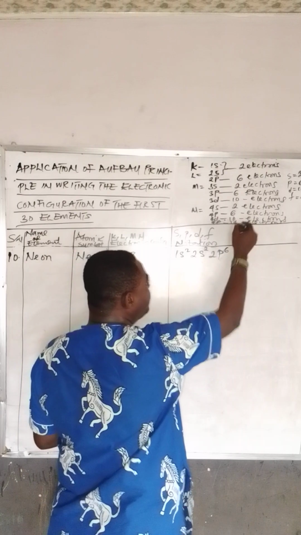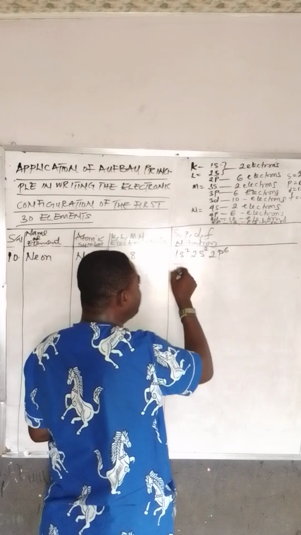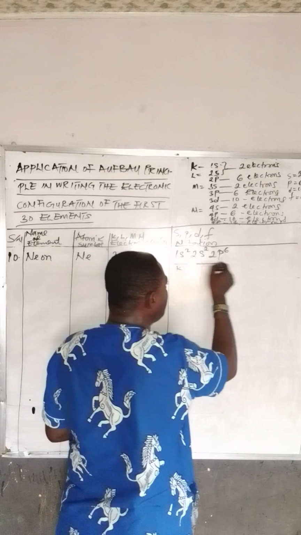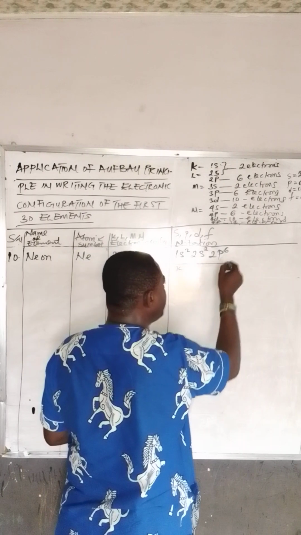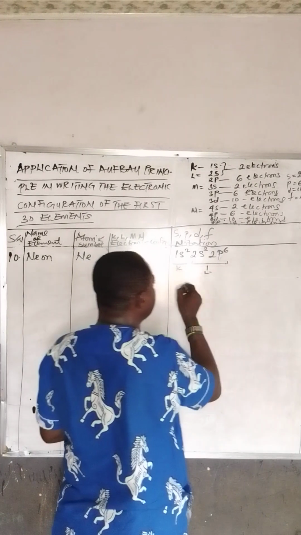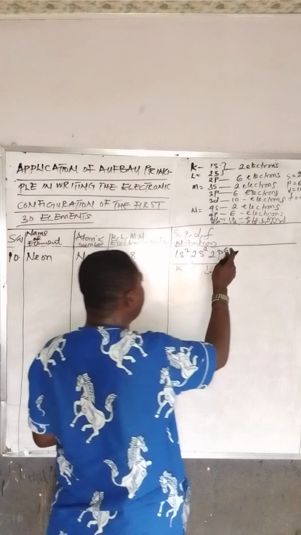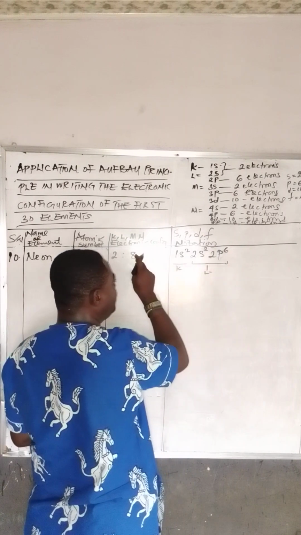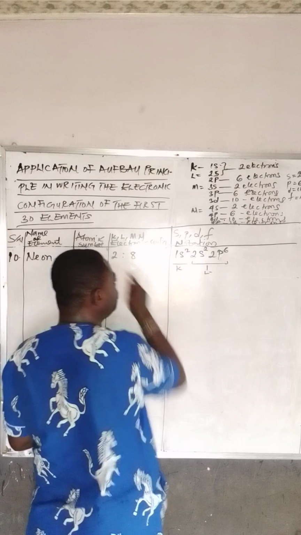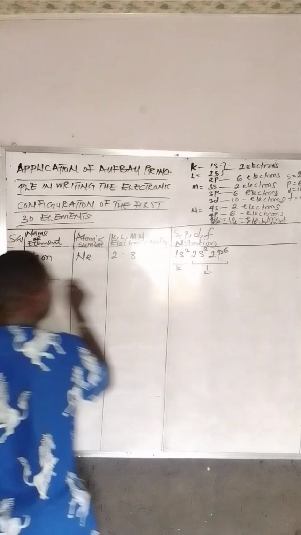So in that place now, this is our K shell, while from here to here is our L shell. So that is that. 2 plus 2, 4, plus 6, 8. That's how we got this 8. This 2 is this 2. So we have gotten that.